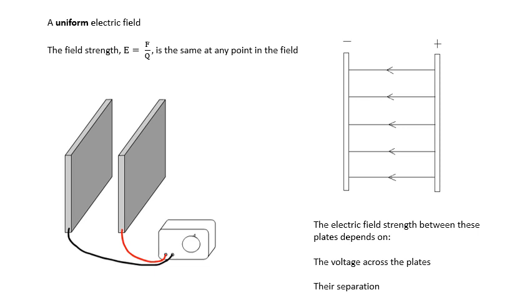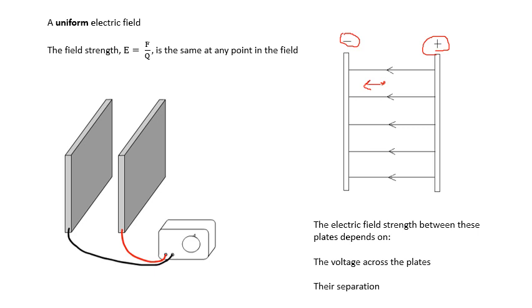Notice as well, we have the positive plate and we have the negative plate, and the field goes from positive to negative, because if I put a positive charge there, then the force on it is going to be in that direction. So that is the direction of the field.